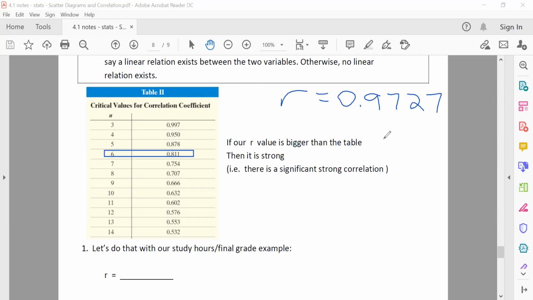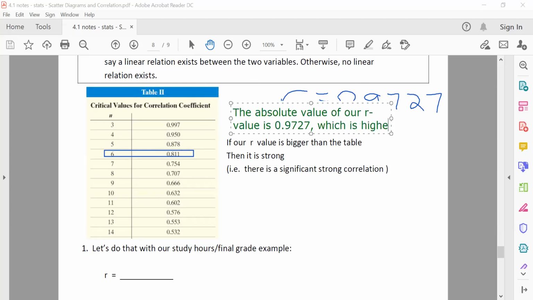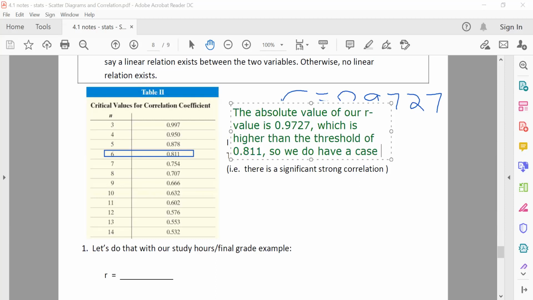So we take the absolute value of that, it's the same thing, 0.9727, and that's clearly larger than the cutoff of 0.811. So the absolute value of our R value is still 0.9727. It's still really high, which is higher than the threshold of 0.811. So we do have a case of strong correlation, strong linear correlation.